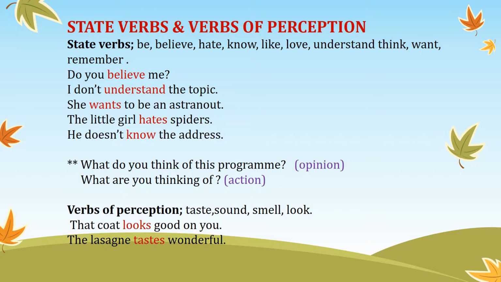However, there are occasions when we can use the present continuous when we are referring to an action. For example, what do you think of this program? Now, the verb think is used in simple present form. Why? Because you are asking an opinion. Look at the next one. What are you thinking of? Now, think is used with present continuous because you are talking about the action which is taking place at the time of speaking.